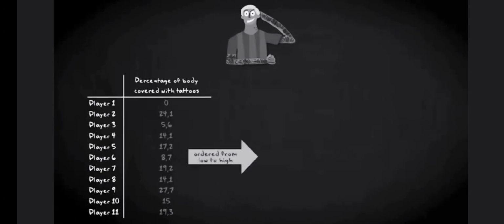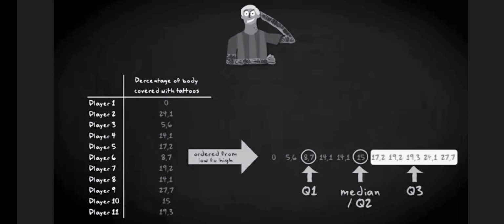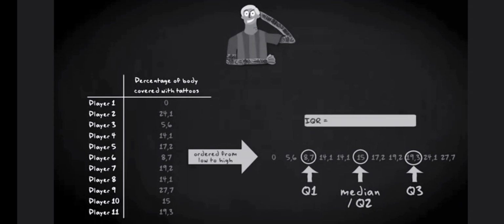This is what the distribution of Team 2 looked like. First, you look for the median, or in other words, Q2. That's easy. It's the middle value. That's 15. You find Q1 by looking for the middle value of the values on the left side of the median. That's here, 8.7. You find Q3 by following the same strategy on the right side of the median. That's 19.3. Now, the interquartile range is Q3 minus Q1 equals 19.3 minus 8.7 equals 10.6.